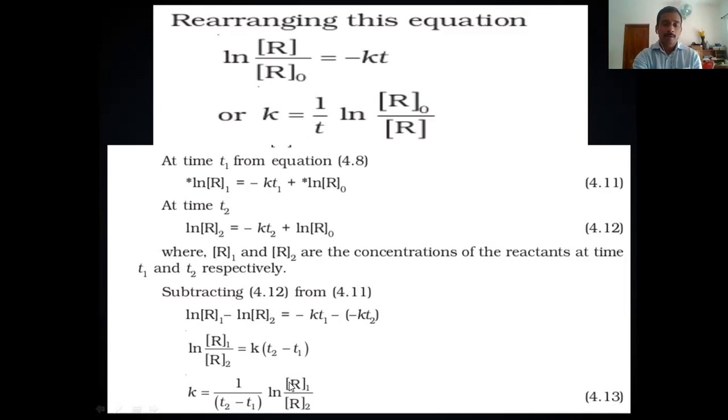So from this equation, it is possible to find out the rate constant. Or we can rewrite this equation as k is equal to 2.303 divided by (t2 minus t1) into log concentration of R1 divided by concentration of R2. Okay, I think it is enough for today. Next class we can see some problems related to these equations.